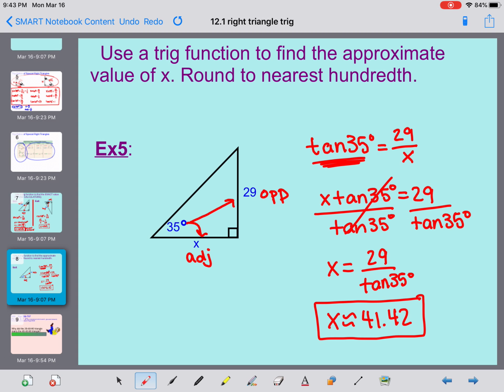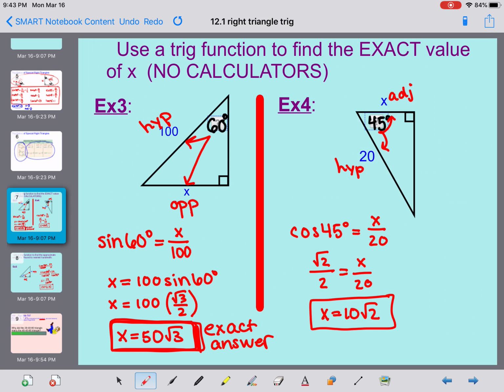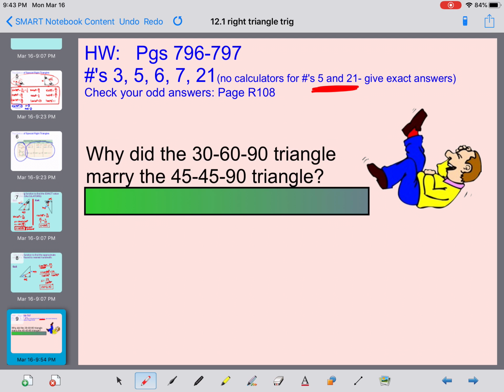All right, so that's today's lesson. Your homework assignment is listed here. It'll also be posted on Classroom. Notice for numbers 5 and 21, you're not using a calculator. That's going to be like these problems right here. So no calculators, give the exact answers. Ignore the answers in the book. I posted the answers for those separately. Check your own odd answers in the back of the book. I gave you the page number there.